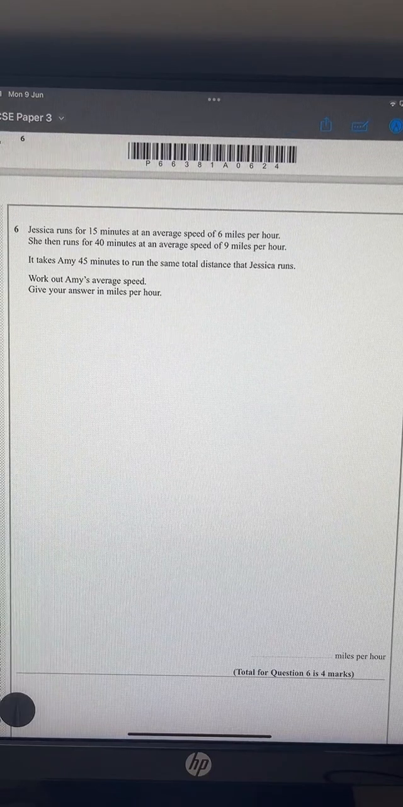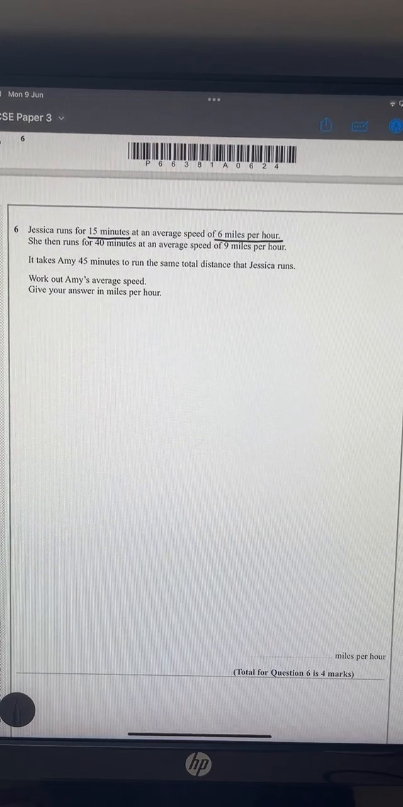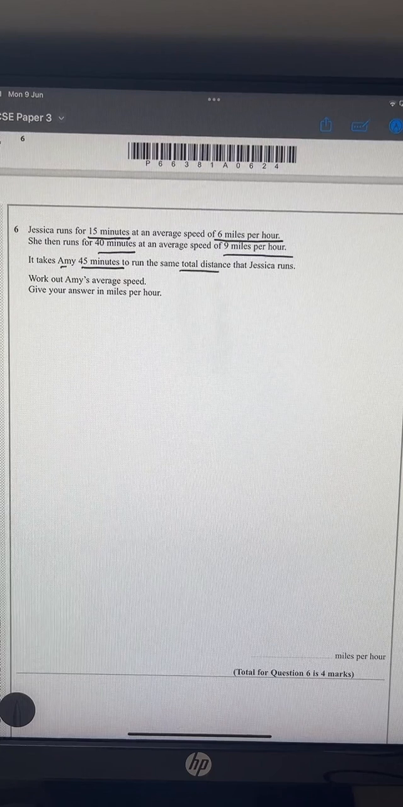All right, quite a long question, this one, but it's not overly difficult once you realize what exactly you need to do. So Jessica runs for 15 minutes at an average speed of 6 miles per hour. She then runs for 40 minutes at an average speed of 9 miles per hour. So that's a lot of running for me. It takes Amy, so it's a different person, 45 minutes to run the same total distance that Jessica runs. Work out Amy's average speed.